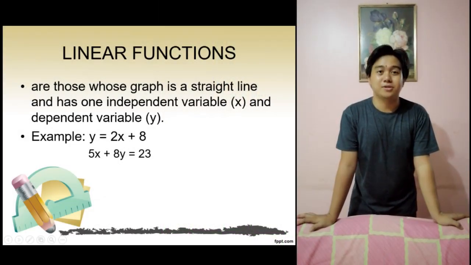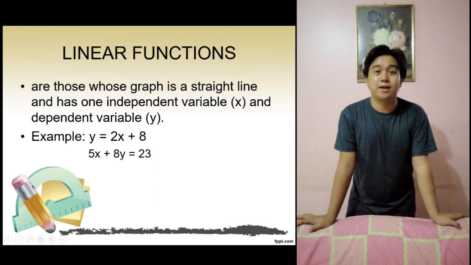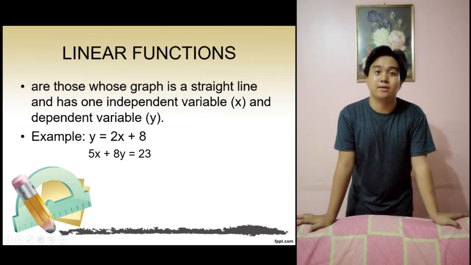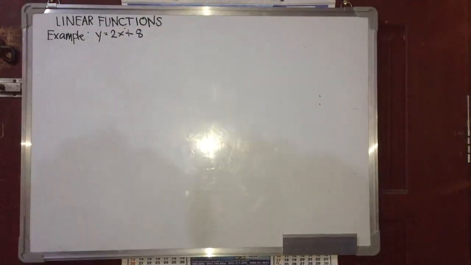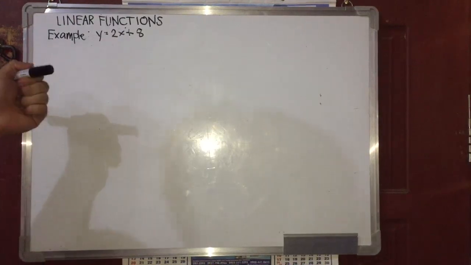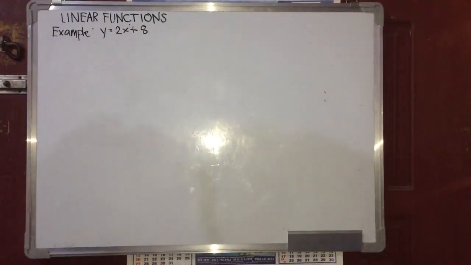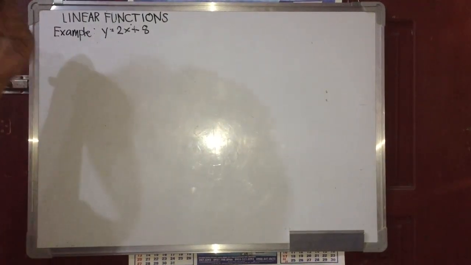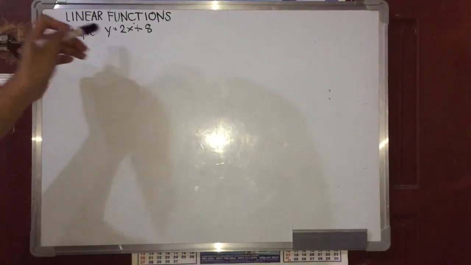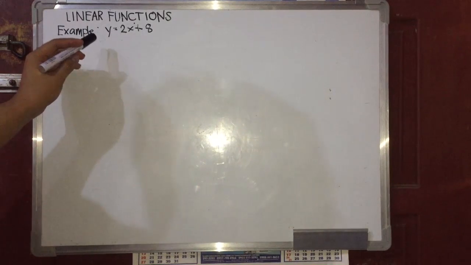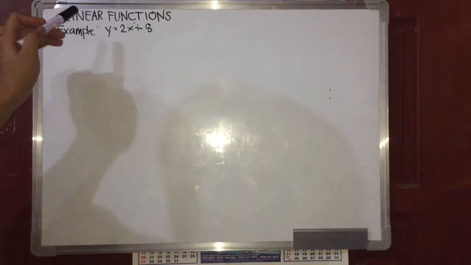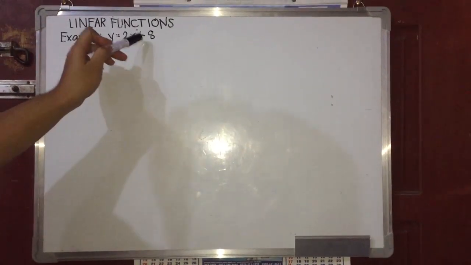The first is linear functions. Linear functions are those whose graph is a straight line and has one independent variable denoted as x and a dependent variable denoted as y. After I discuss the definition of the linear function, we need to learn how to graph it. So here is the example. The equation is y is equal to 2x plus 8.